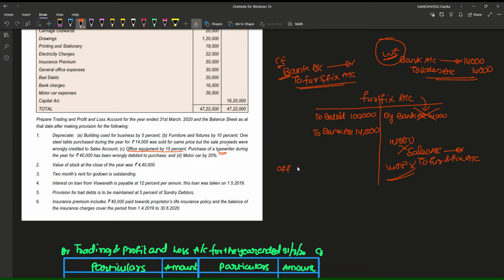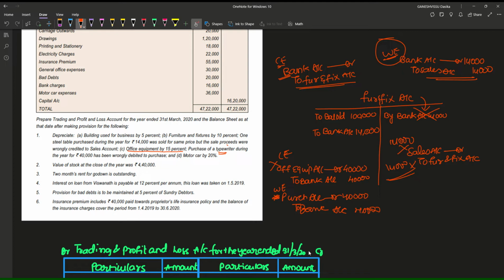We write the entry: office equipment account debit by 40,000 to bank account, 40,000 rupees. But this is not what they have recorded. They have treated this purchase of a typewriter as purchases, that is, as a goods purchase. They have written this entry as purchases account debit to bank account, 40,000 rupees. So this is the correct entry which is to be incorporated, and this is the wrong entry.